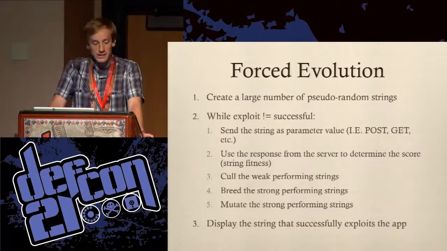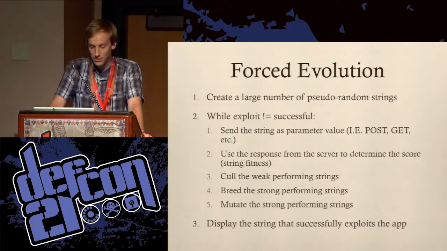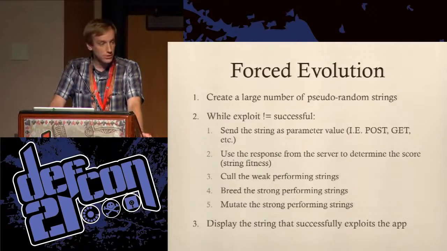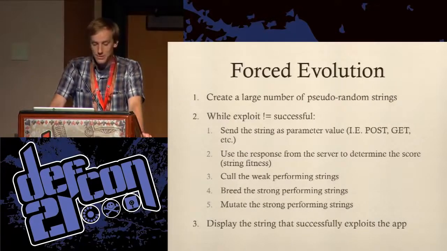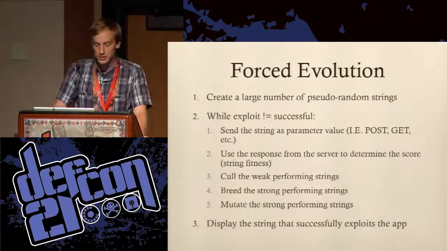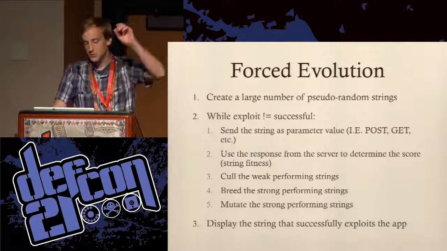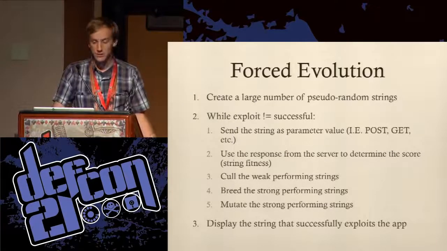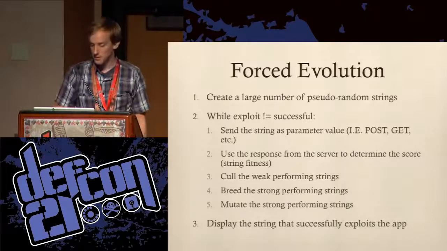And then we go through the exact same process as a generic genetic algorithm. We send the string as a parameter value, either POST or GET, what have you, and then use the response from the server to determine the score. And this could be many things, so we have a good deal of granularity on how we can score a string. And then, just like the rest, we cull, we breed, we mutate, and when we find a string that successfully exploits an app, we display it.